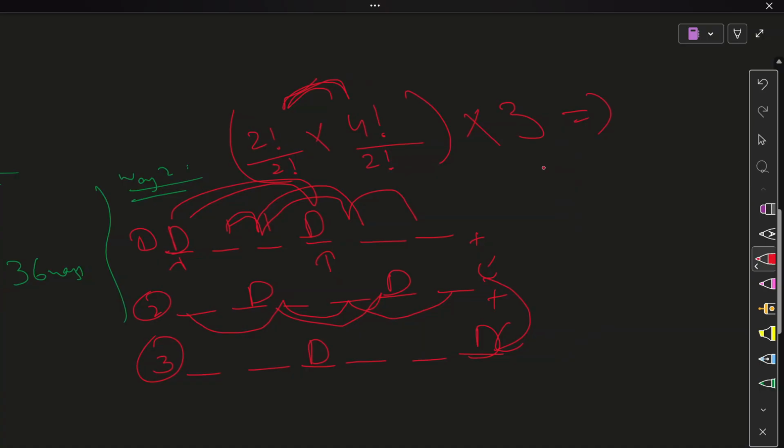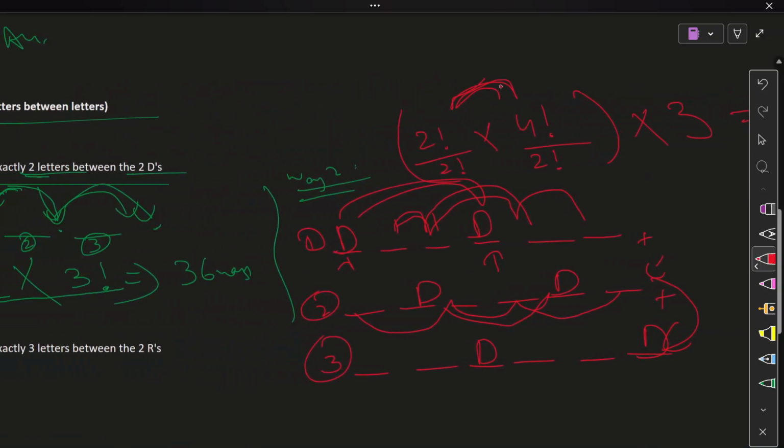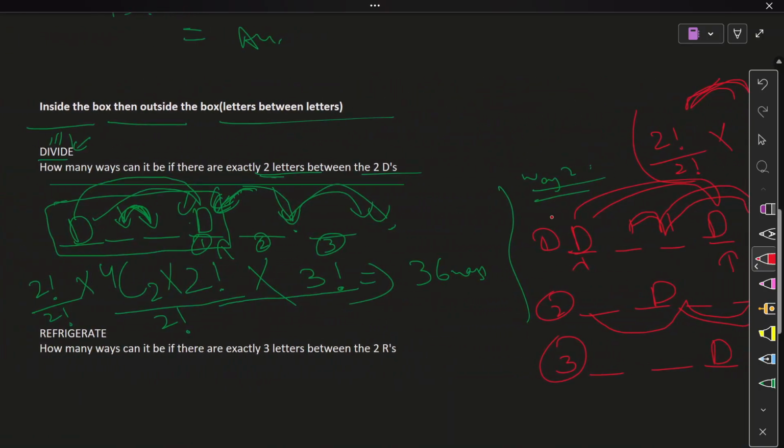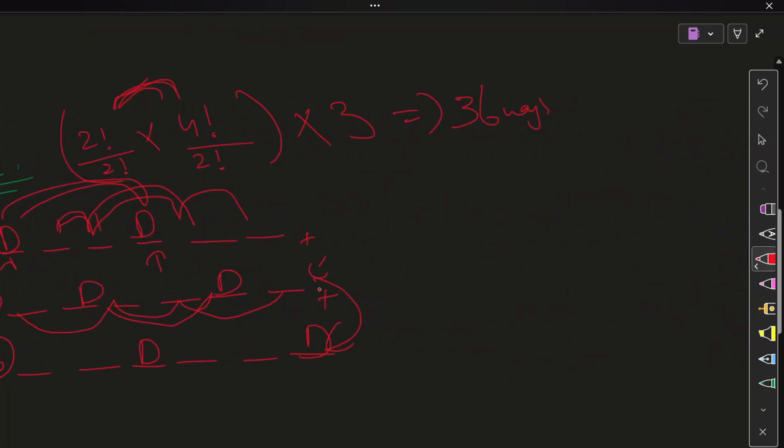Check that out. So 4 factorial divided by 2 factorial into 3. And your answer is 36 ways. Okay, so that is another way you can do it. It's just simpler than this complexity. But there is a reason I like this method, and I'm going to explain it to you further.